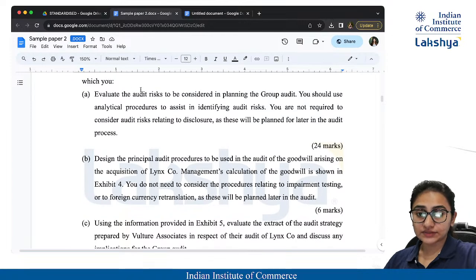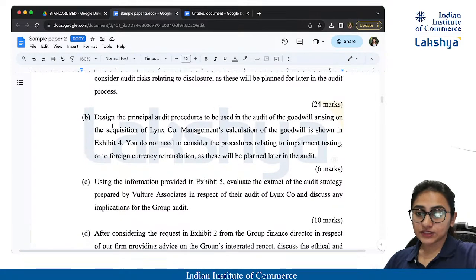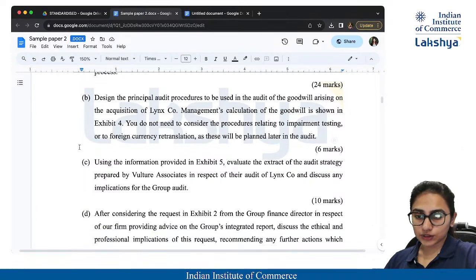So you identify and you have to evaluate the audit risk, and you should use analytical procedures to assist in identifying the audit risk. Then for 6 marks, design the principal audit procedures to be used in the audit of goodwill arising on the acquisition of Links Company. Management's calculation of the goodwill is shown in Exhibit 4. You do not need to consider the procedures relating to impairment testing or to foreign currency retranslation, as this will be planned later in the audit.